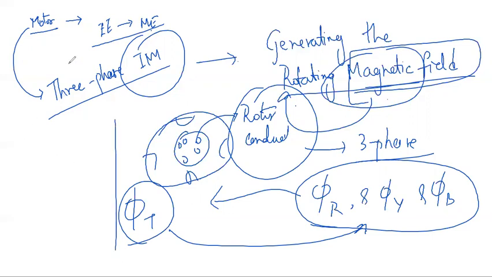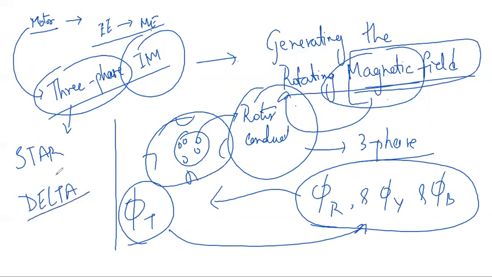So in a three-phase system, you will be having either the star connection or the delta connection. So either of these two connections, you will be using for the conductor connection in case of the stator windings. So let me go through the derivation part now.